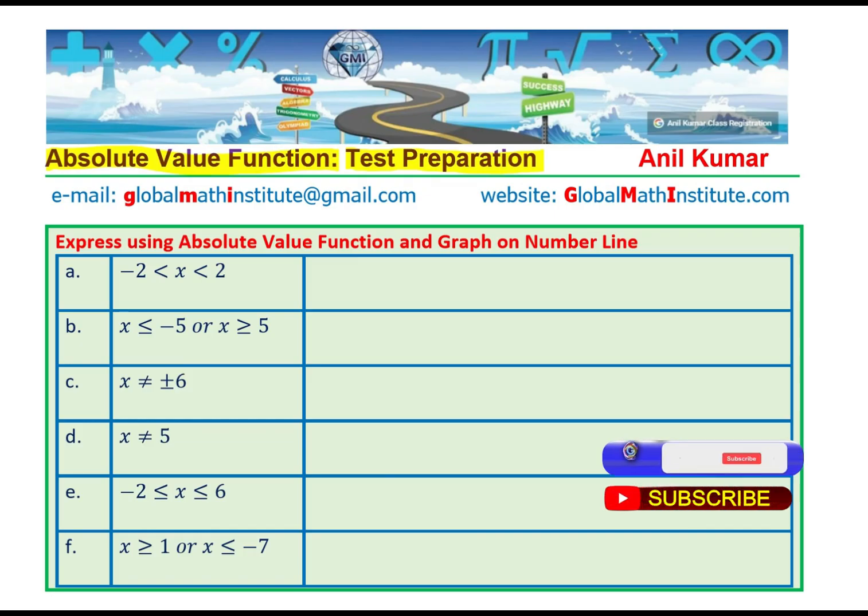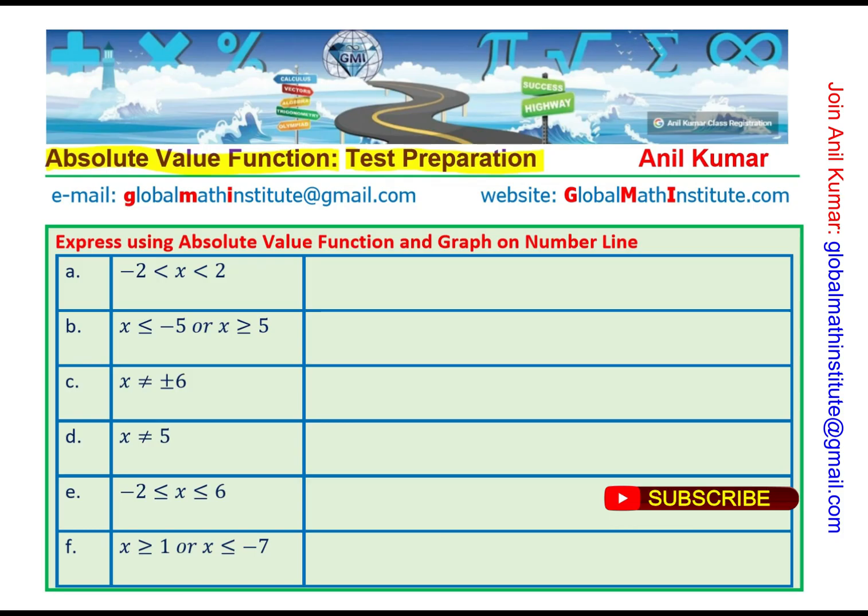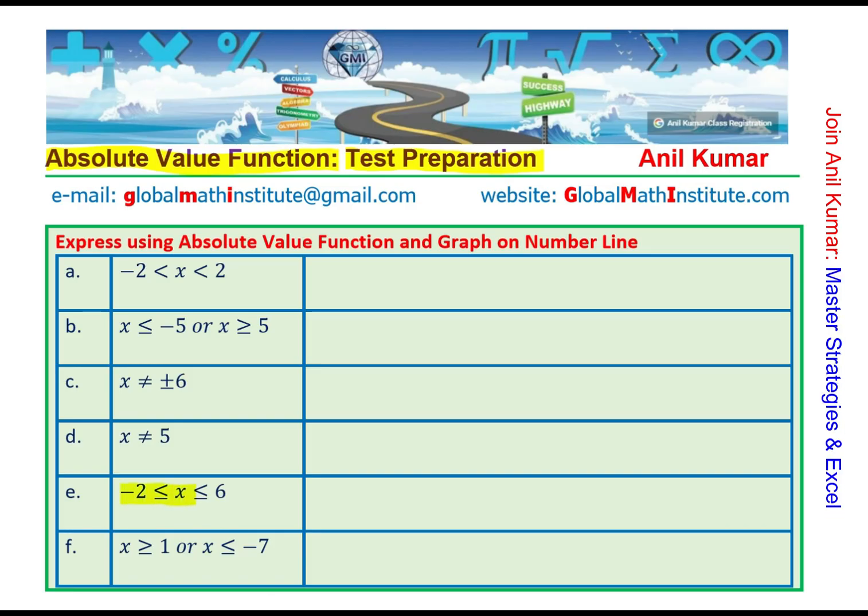The very first one, x is between -2 and 2. X is less than or equal to -5 or x greater than or equal to 5, x not equal to plus minus 6, x not equal to 5, x is greater than or equal to -2 but less than or equal to 6, and x greater than or equal to 1 or x less than or equal to -7. You can always pause the video, answer these questions. The last two are kind of challenging questions seen in many test papers. We'll see how we answer them one by one.